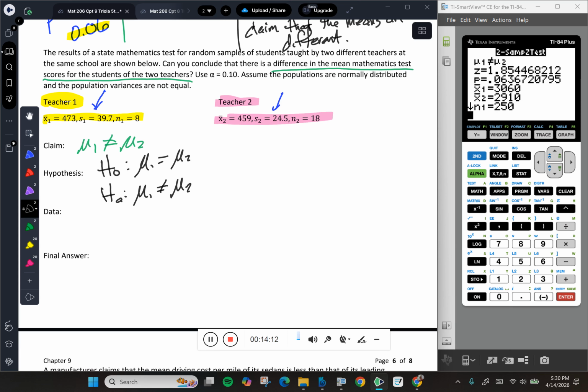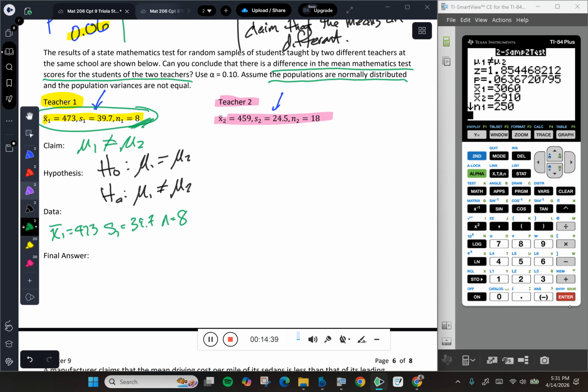Right? Our data: I've got all of this about teacher 1. My sample mean is 473. I got a sample standard deviation of 39.7. I got a sample size of 8. Oh wait, no, it's okay because we're supposed to assume the populations are normally distributed. So being smaller than 30 is okay.